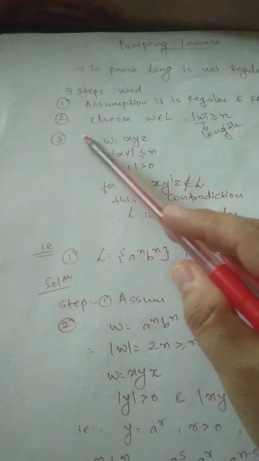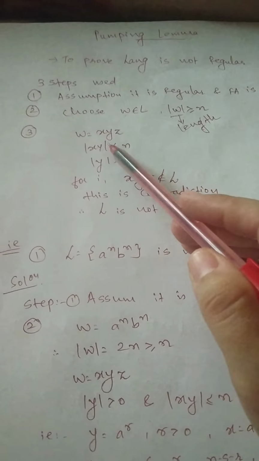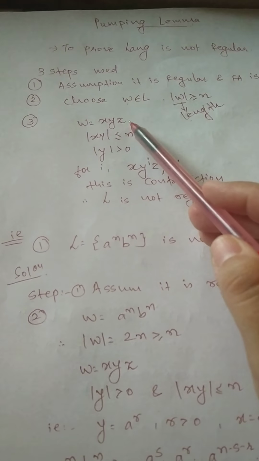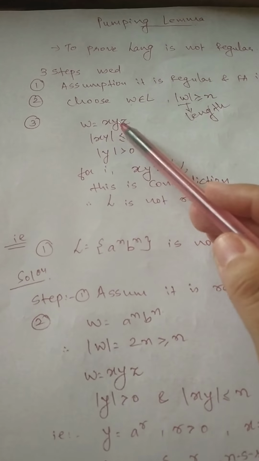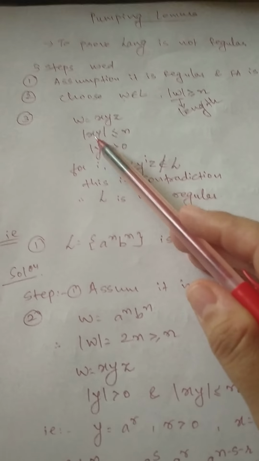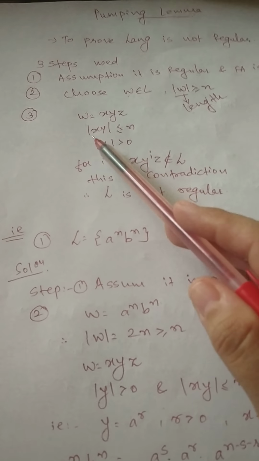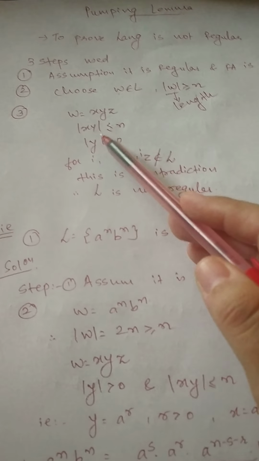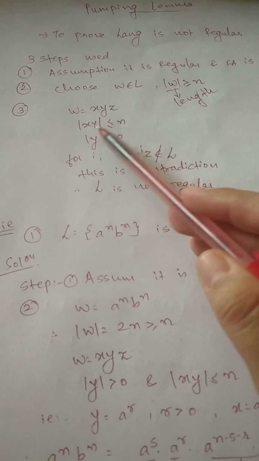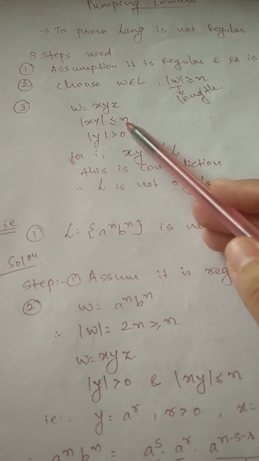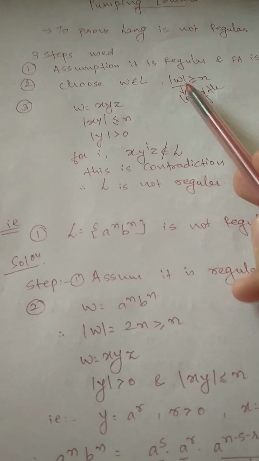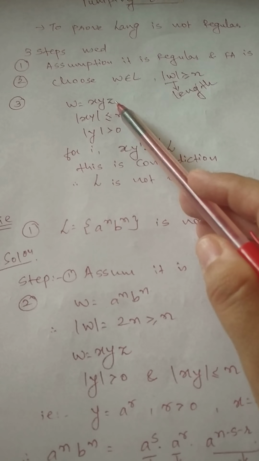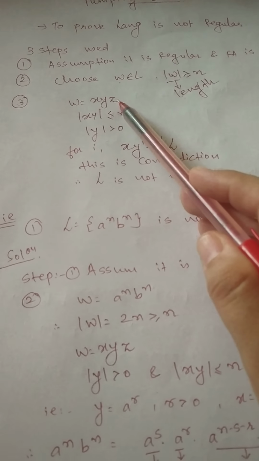The third step is very important. You have to take your w in the form of x, y and z. That means there will be 3 parts of your string. The very first condition is that the length of xy will always be less than or equal to n. This indicates that if your string has length n and w also has length n, then z can be empty. A null string can be stored in z.